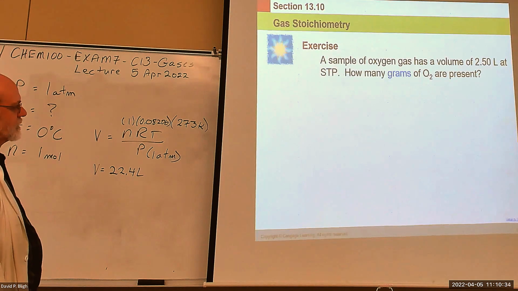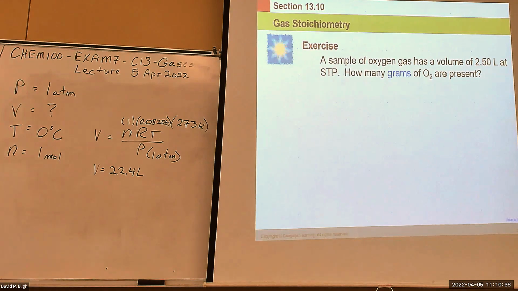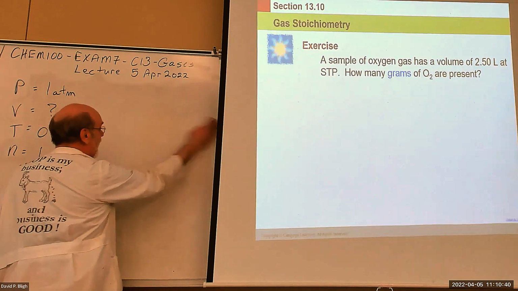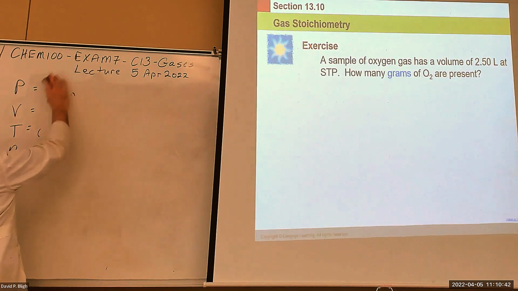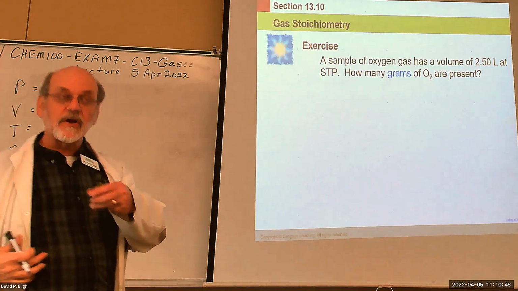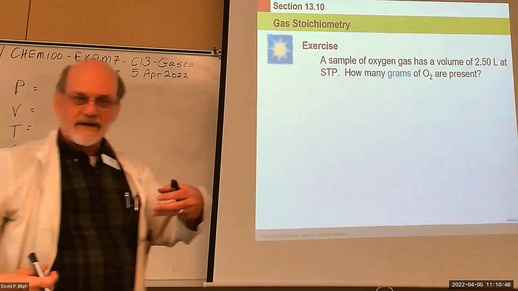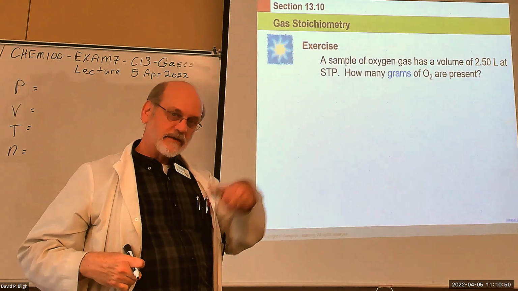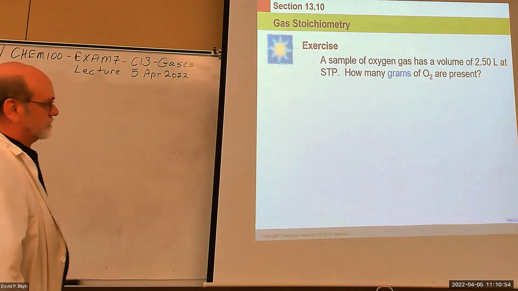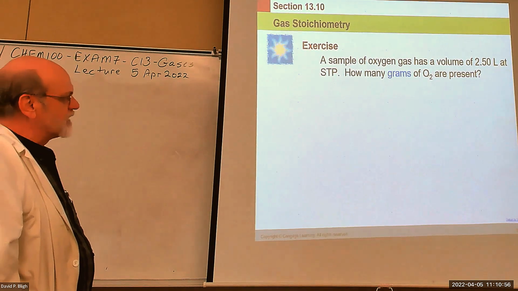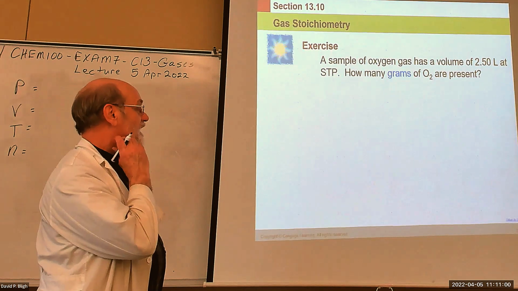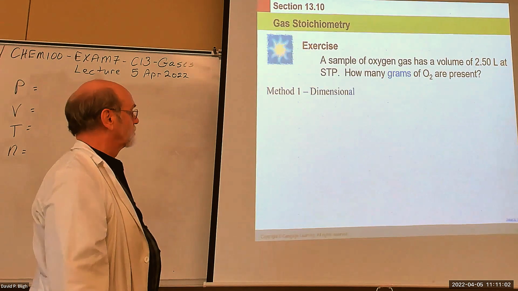All right. Let's see. Gas stoichiometry. Okay. Now we're getting to the place where we can solve the problem that I accidentally gave you in the last chapter. A sample of oxygen gas has a volume of 2.5 liters at standard temperature and pressure. How many grams of oxygen are present?